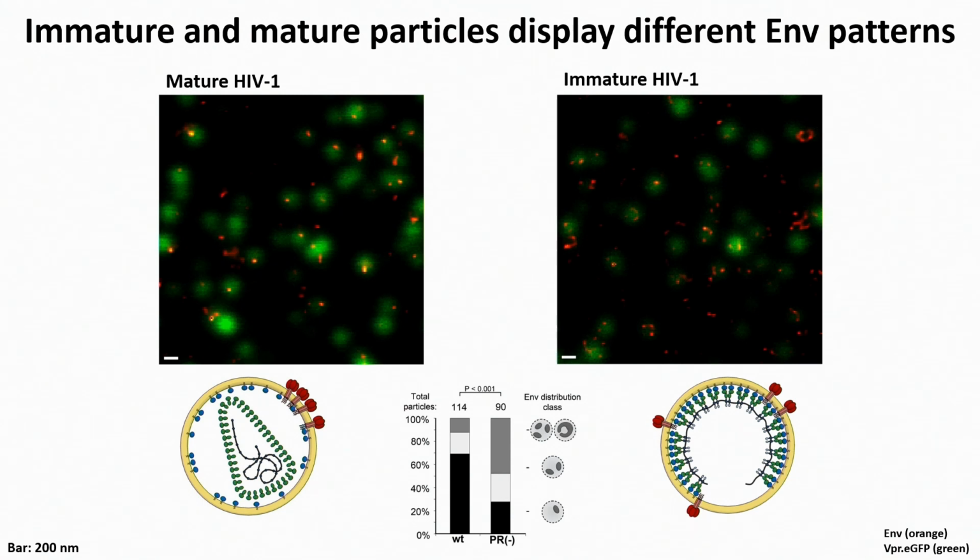So this is a snapshot of a study where we look at immature and mature virus particles using super-resolution microscopy. Here, instead of a diffraction-limited spot that I showed before, we're able to visualize individual virus particles, shown in green, with their own defined Env distribution pattern, shown here in orange. We defined several classes of Env distribution and found that immature and mature particles differ quite significantly, with much more clustering seen in the mature virus particle versus the immature virus particle.